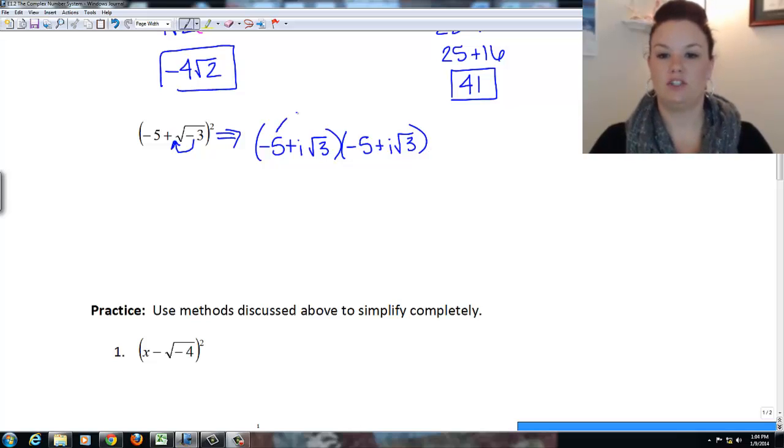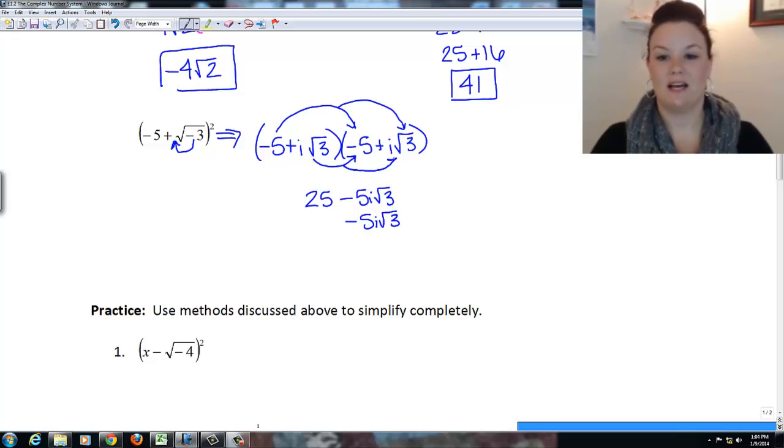So I'm going to go ahead and start distributing. -5 times -5 gives me positive 25. -5 times i root 3 gives me -5i root 3. If you put the i at the end, that's fine too. Then I'm going to distribute the positive i root 3. Positive i root 3 times -5 is again -5i root 3.